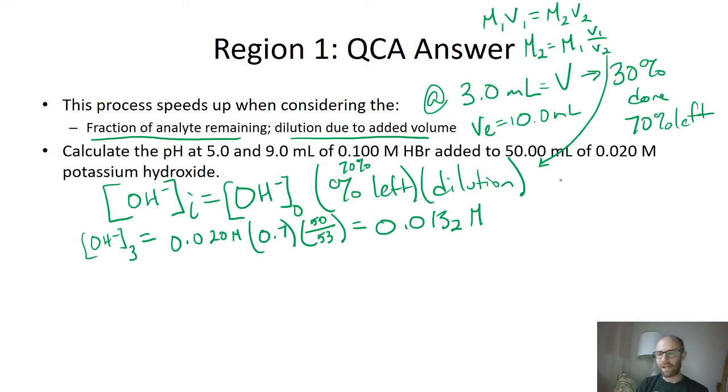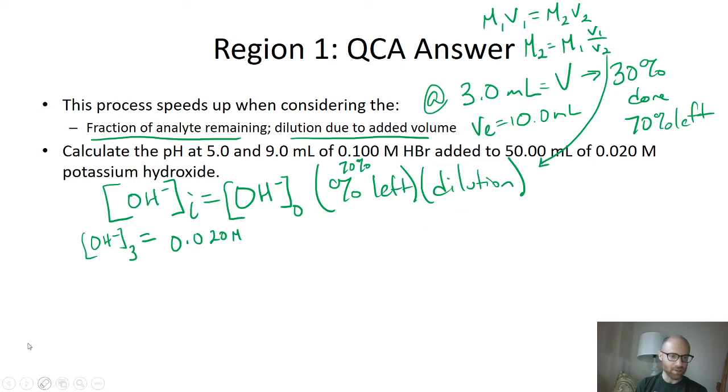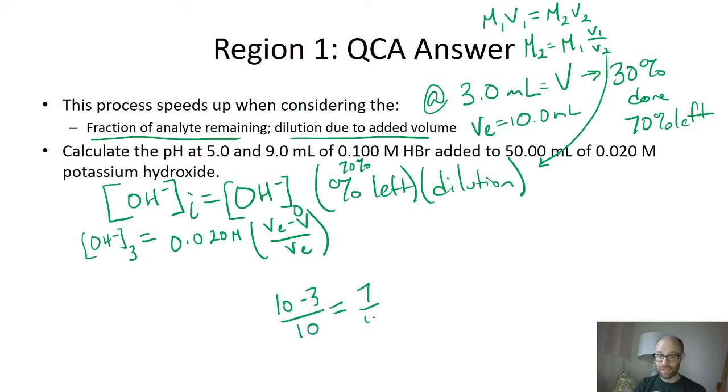When we're writing the percent left, the way I want to write it is exactly like this. I want to say that the percent left is equal to the equivalence volume minus the volume added, over the equivalence volume. So in this case, that would be 10 minus 3 over 10, or in other words, 7/10 or 70%. This works well when your equivalence volume isn't like 10, and so your percentage left might be a little bit more obnoxious of a calculation than you want to make.